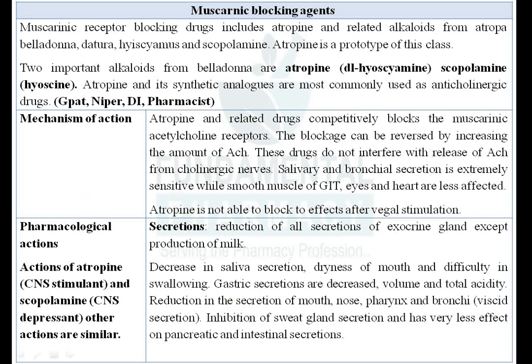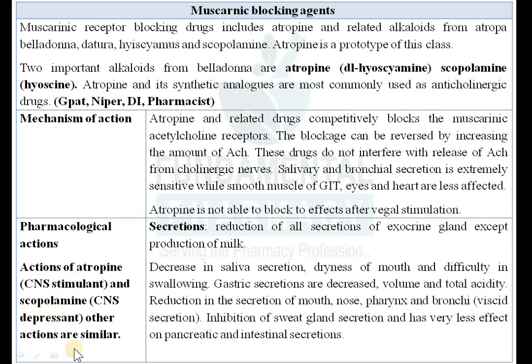Atropine is not able to block the effect of vagal stimulation. मीन्स अगर आर्टिफिशियल वेगल स्टिमुलेशन अगर करेंगे आप तो उसमें एट्रोपिन काम नहीं आएगा. Now pharmacological actions of atropine and scopolamine, okay, both. Now out of this, atropine is a CNS stimulant and scopolamine is a CNS depressant. So atropine is a CNS stimulant and scopolamine is a CNS depressant.